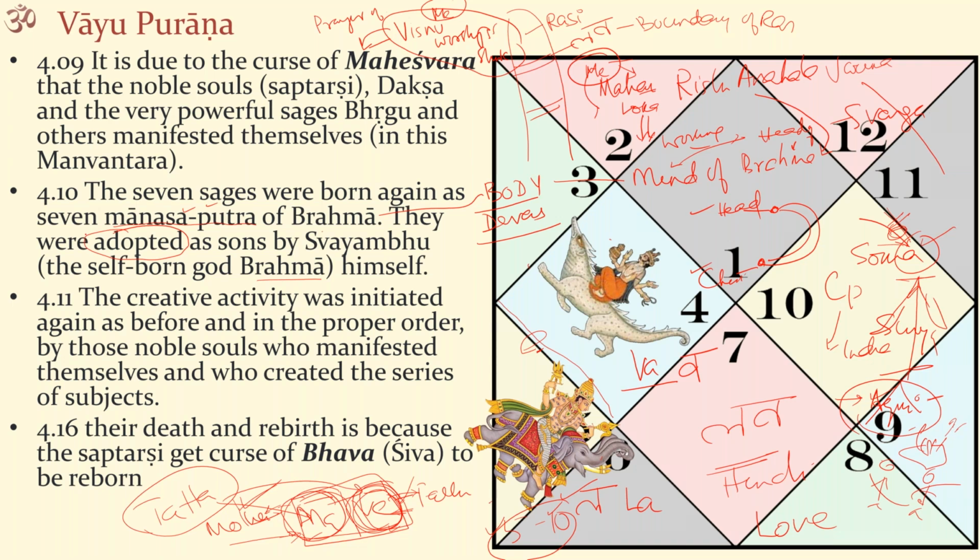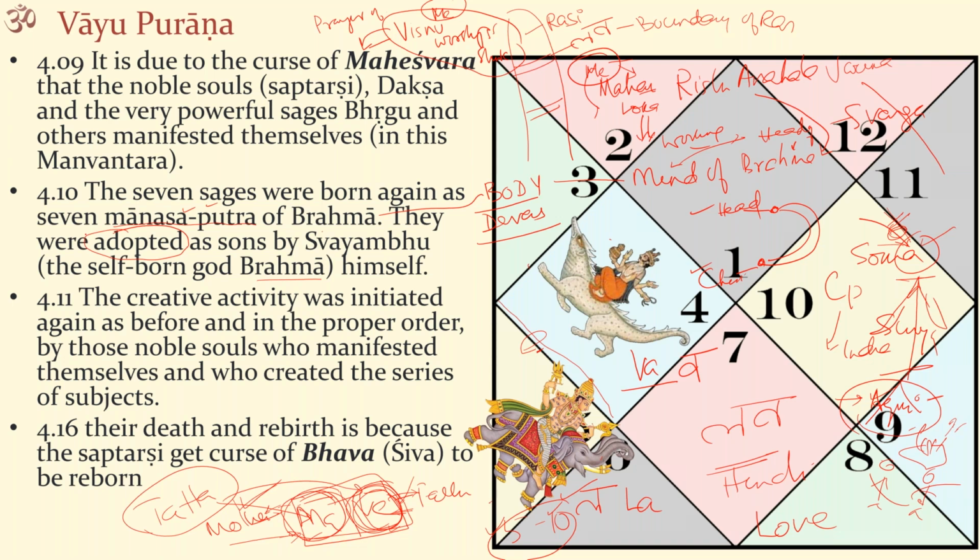Okay. The creative activity was initiated again as before and in the proper order by those noble souls. They are very noble, you know. They have not done any fault and still Maheshwara cursed them. How will they feel? And Maheshwara is their teacher. He is teaching them all the time. And this Guru, I mean, he likes us so much. We have obeyed him. We are always on time to class and still he shouts at us. What sort of Guru is he? You see, they did not give groundnut to Maheshwara.